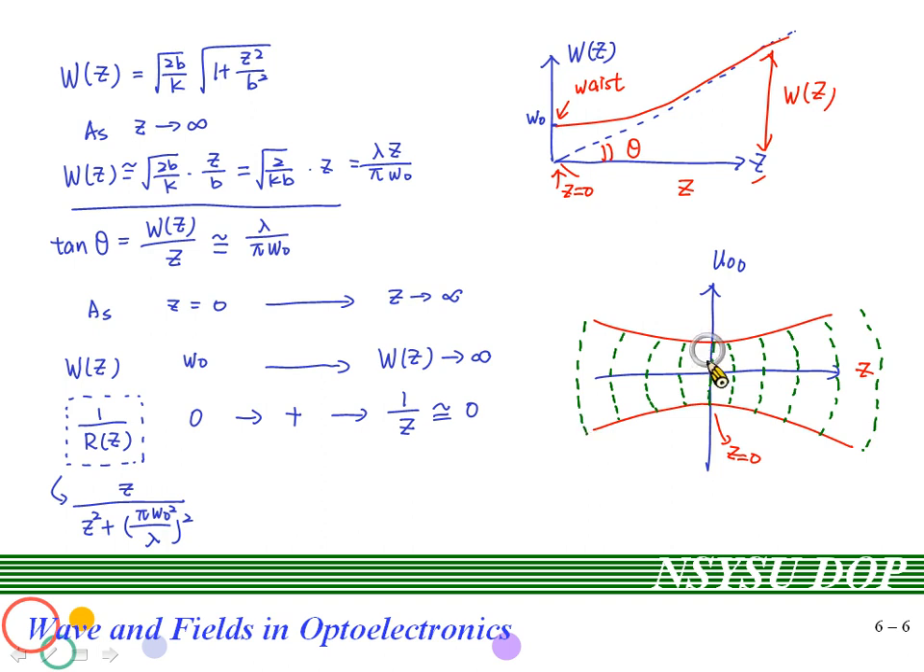Okay, from 0 to positive and goes to 0 again. That is the variation of the phase front as the Gaussian beam propagates in the positive z direction. And you can also see the similar phenomenon along the negative z direction.